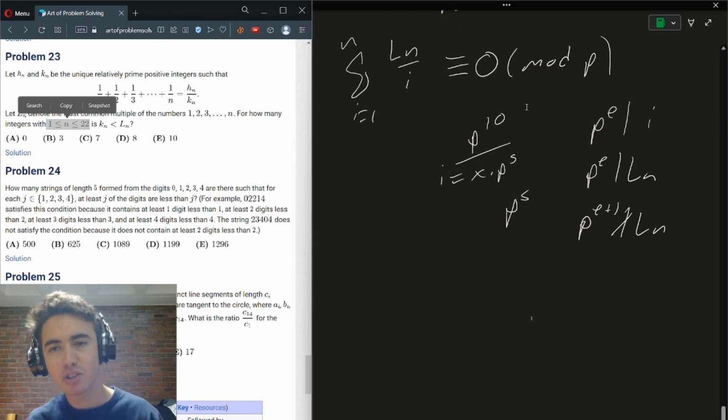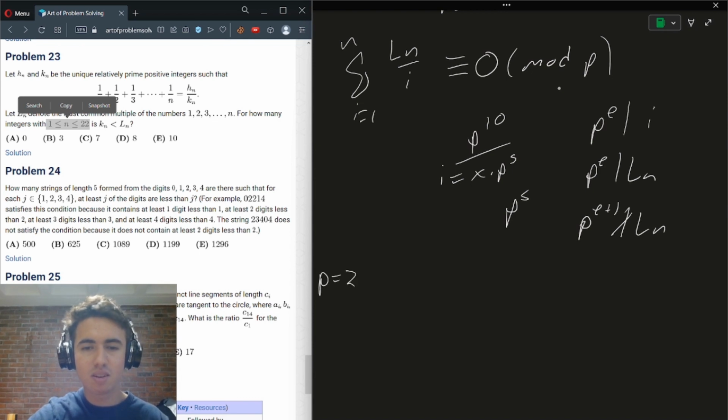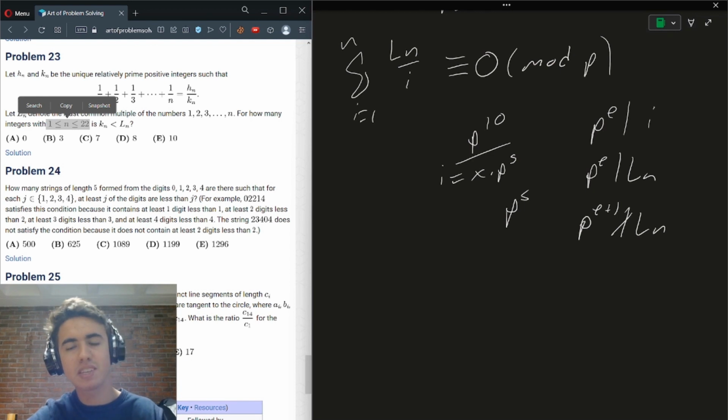We'll find the non-zero terms mod p, and then we will see if those non-zero terms add to 0 mod p. So let's get to that. First, for p equals 2, oh yeah, there's one more thing I want to say. So first off, let's think in the general case.